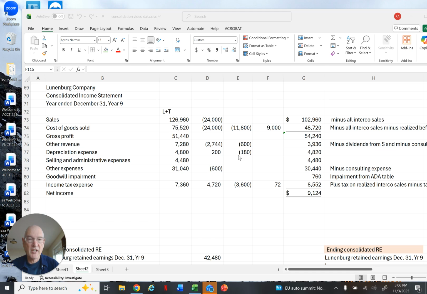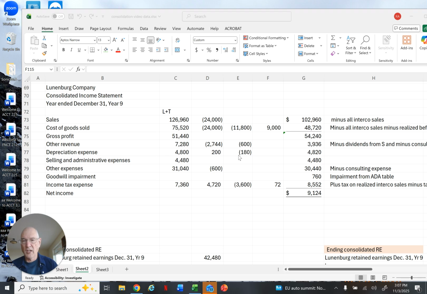In case it's been a few days since you looked at part 1, just a reminder that in part 1 we looked at the basic data and additional information for this consolidation, and we also went through all of the calculations that you need to do to correctly come up with your consolidated income statement and statement of financial position.